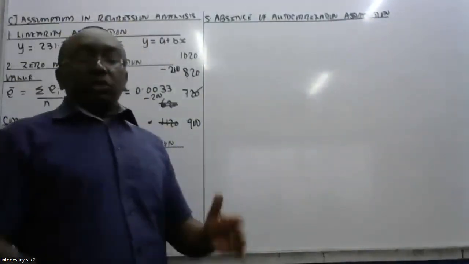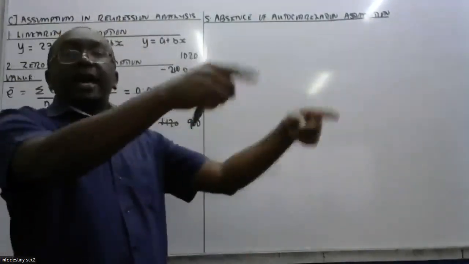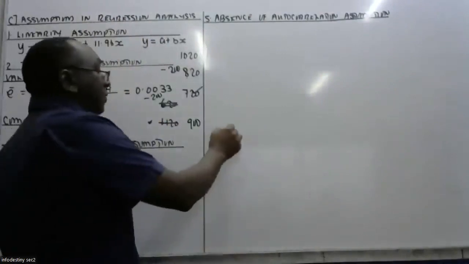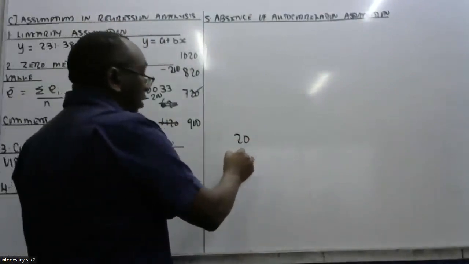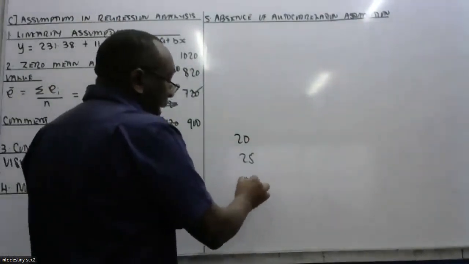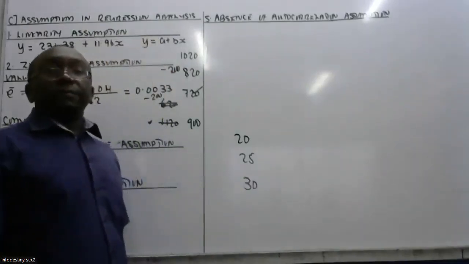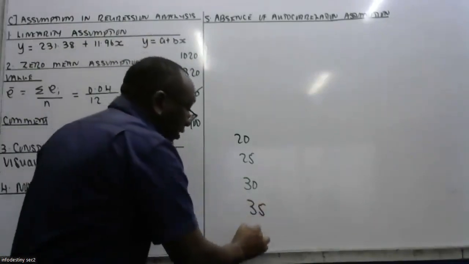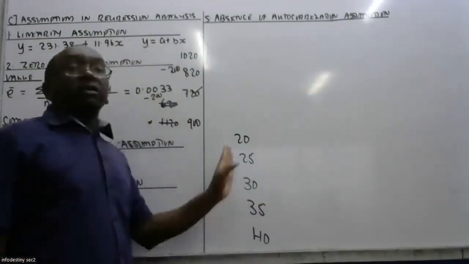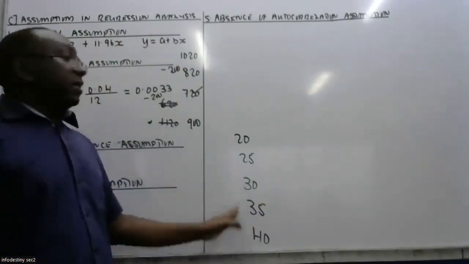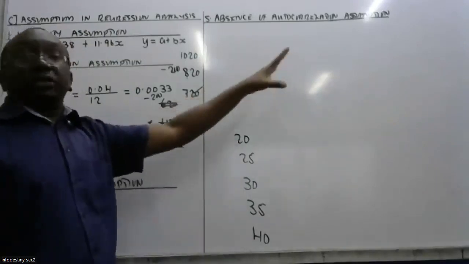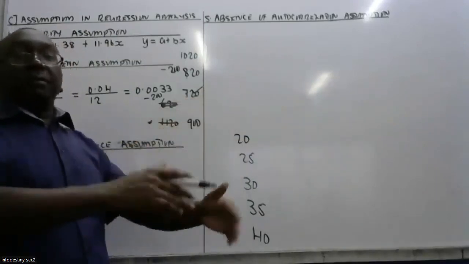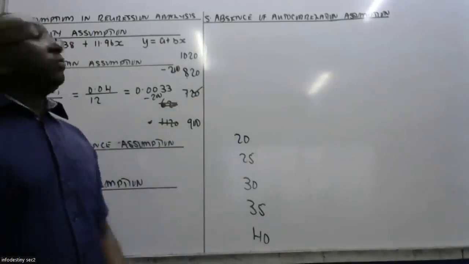But if by knowing a few of them you can tell the others, for example, if I tell you this was 20, this was 25, and this was 30, can you tell me the next one? It will be 35, and the next one will be 40. If you are able to get this kind of data, it has autocorrelation. As in, if you know a few of them, you can tell the others.